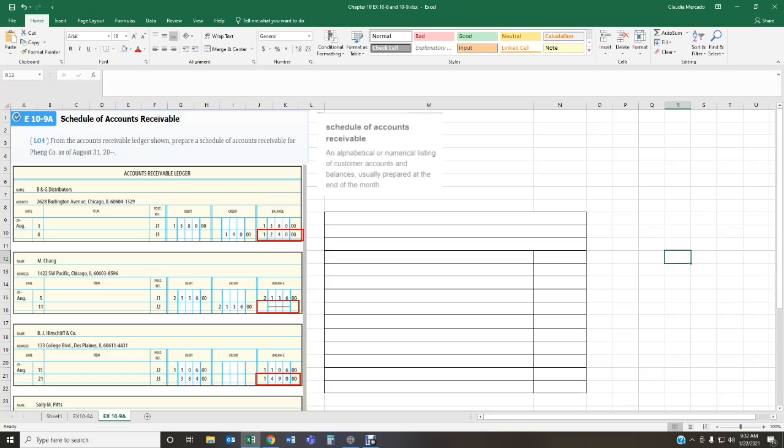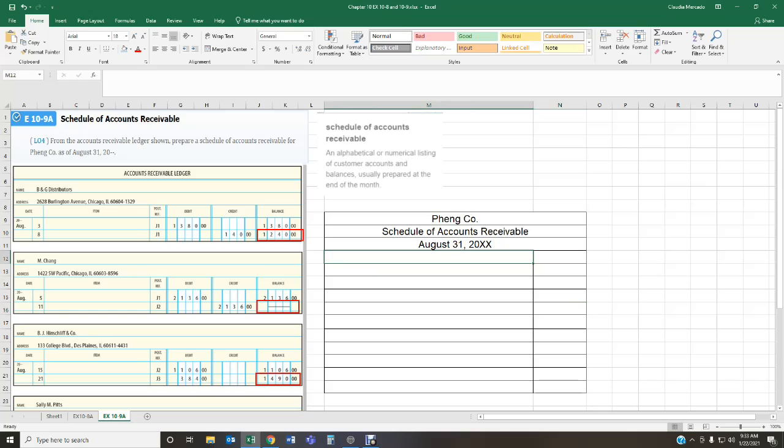Okay, so they're asking us to prepare a schedule of accounts receivable. We always start off with the name of the company, and the name of the company is Fang Company. And we're doing a schedule of accounts receivable. This is basically a summary of who owes us money and how much. And they're asking us to prepare it as of August the 31st. So you always have the name of the company, the name of the schedule that you're preparing, which in this case is a schedule of accounts receivable, and the date you're preparing it for.